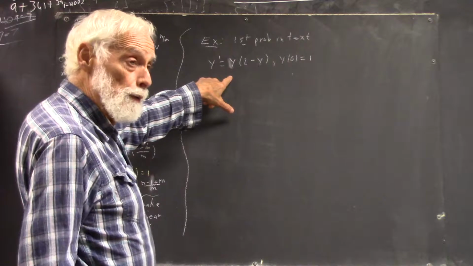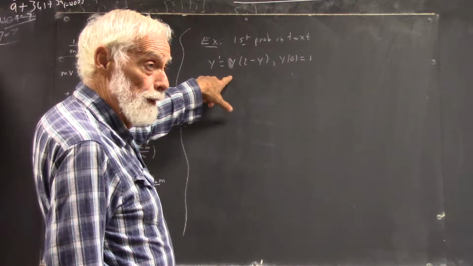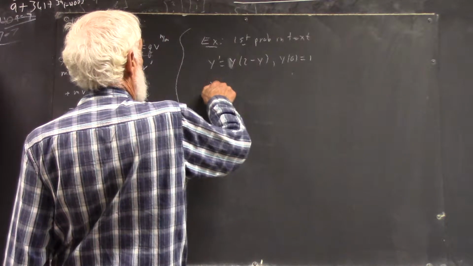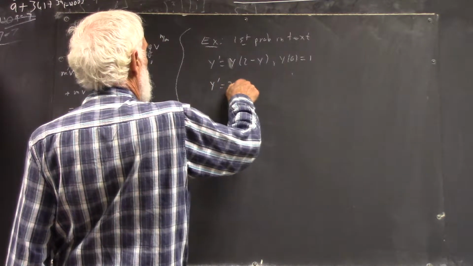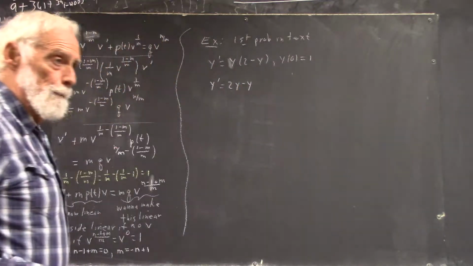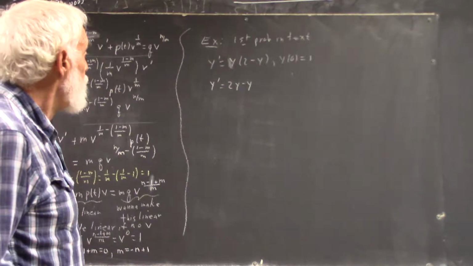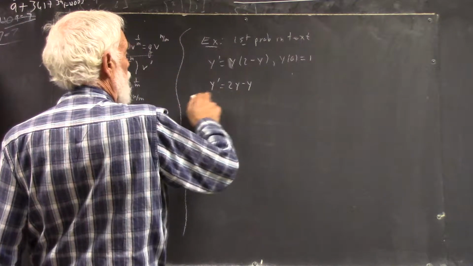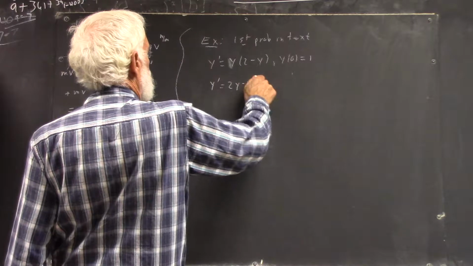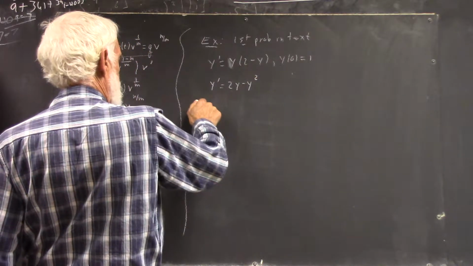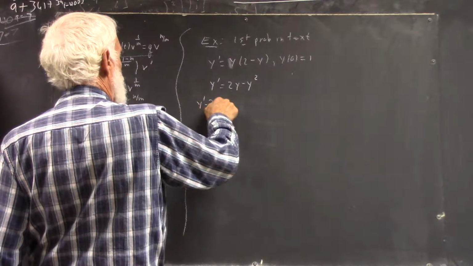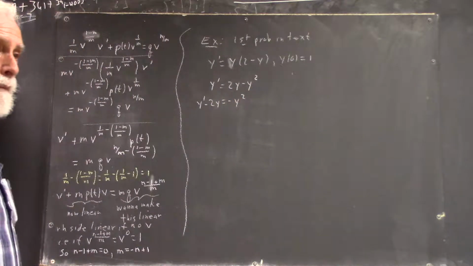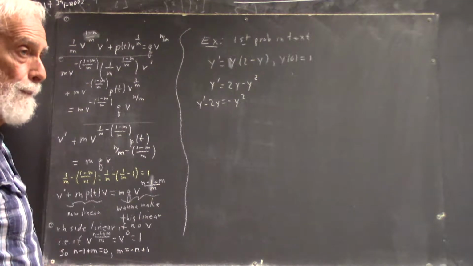Okay, so anyhow, can we rearrange this to the form of a Bernoulli equation? Well, first thing we want to do is distribute, and that should be pretty obvious. Okay? And then we can add y. That's y squared there. We can add y to both sides. And we have this, right? Okay?